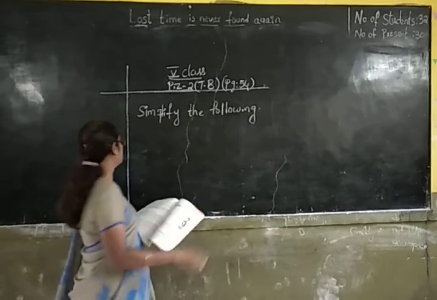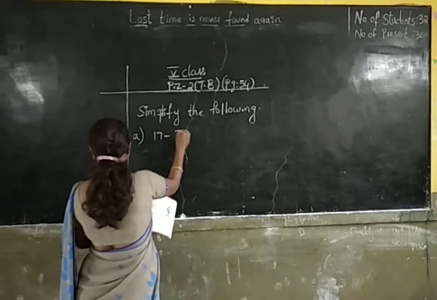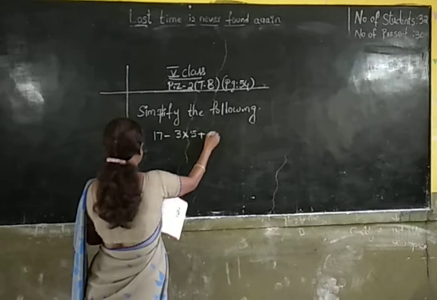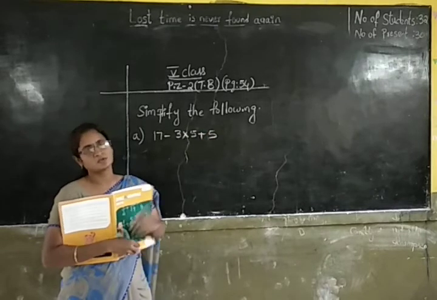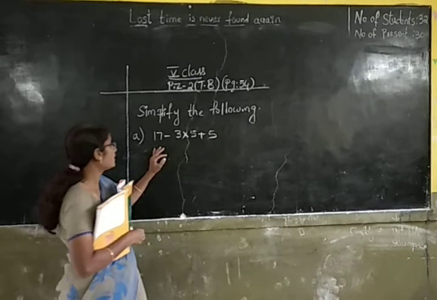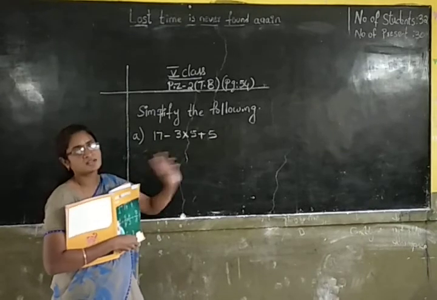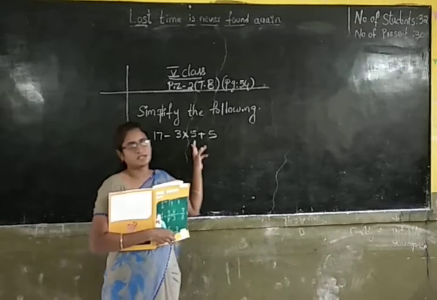Okay children. The first one is 17 minus 3 into 5 plus 5. In yesterday's sums we had only two operations. Those are addition and subtraction. Today we are added with one more operation, that is multiplication. Today here we are having three operations: addition, subtraction and multiplication.